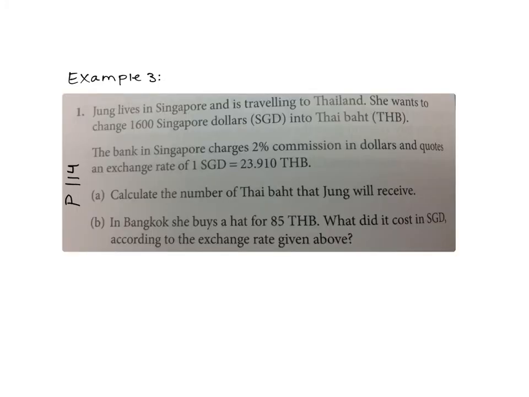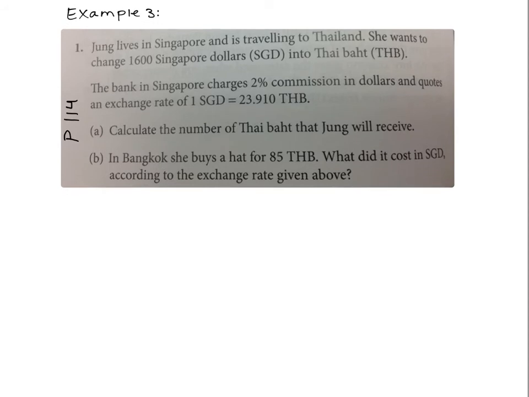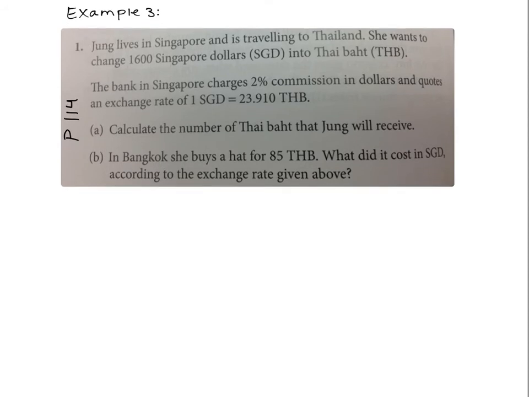Okay, so we have Zheng. She lives in Singapore and she's traveling to Thailand. So she wants to convert her 1,600 Singapore dollars into Thai baht. The bank is going to charge a 2% commission. So that's how they're making their money. And they quote her that exchange rate. So we have to figure out what is the number of Thai baht that Zheng is going to receive.